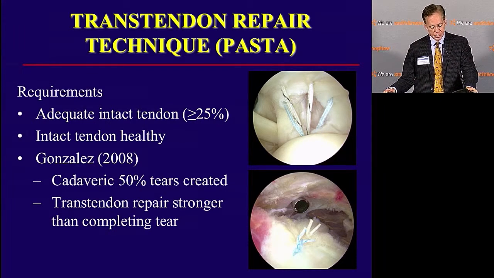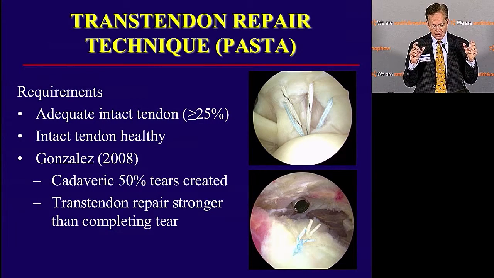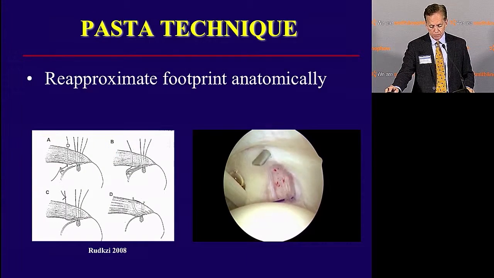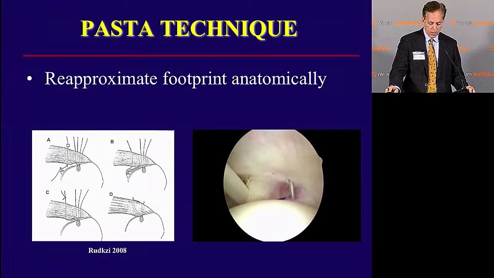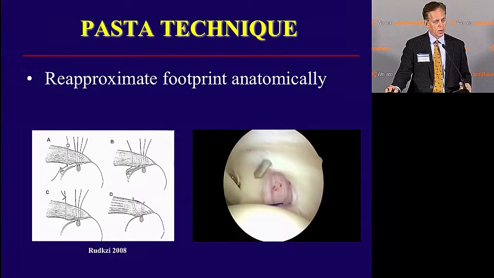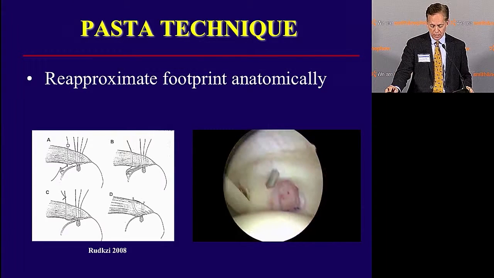Gonzalez, though, in 2008, in a cadaveric study where he created these 50% tears, found that transtendon repair was stronger than in those patients that he completed the tear and repaired. It's important, too, how we reapproximate the footprint when we do these operations. We don't want to over-lateralize the footprint repair, and there's often a defect of tissue there that we need to be cognizant of when we repair these.